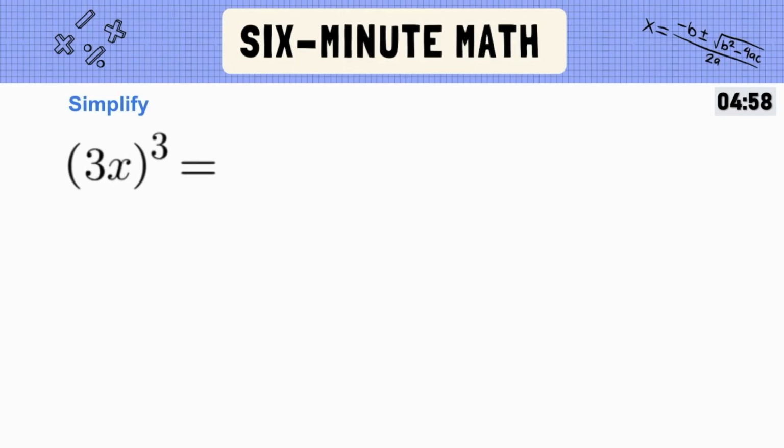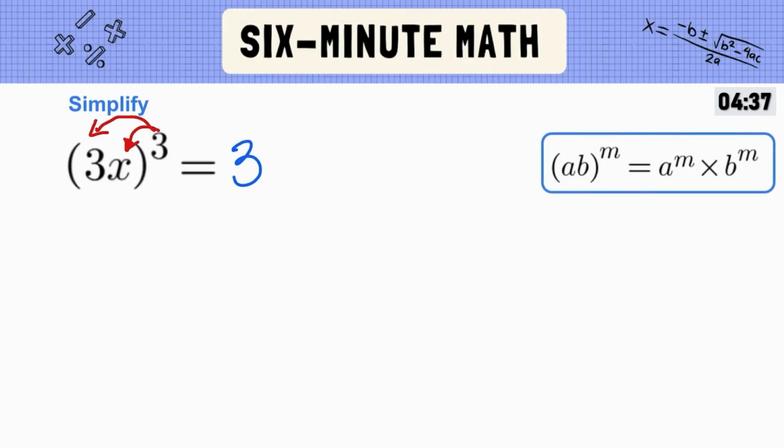We're going to simplify (3x) cubed. To denote our power of a product or power of a quotient, I like to draw an arrow from the exponent, attaching it to each of my items in the brackets. This would give me, using my exponent law, 3 cubed and x cubed. 3 cubed can simplify to 27, and I cannot simplify x cubed, so it will remain, for 27x cubed.